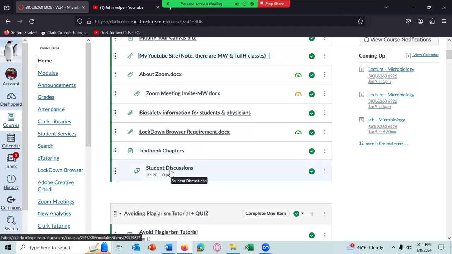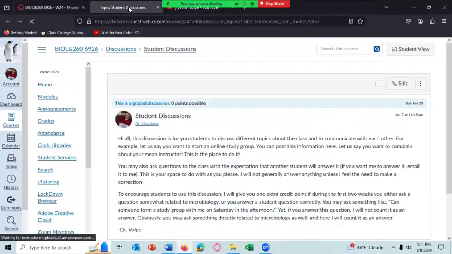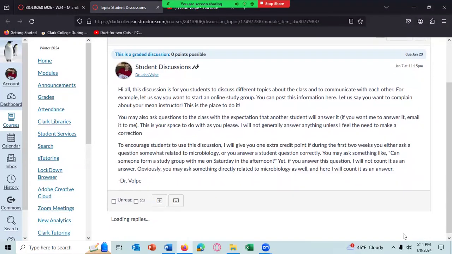And then there's a discussion. This was actually a student suggested improvement to the class that I make a link for students to just discuss different topics and then can talk to each other about the class. And it was a very good suggestion, and I decided to implement it. But generally, students don't use this student discussion. So I've made an extra credit assignment where I'm going to encourage students to use this discussion.